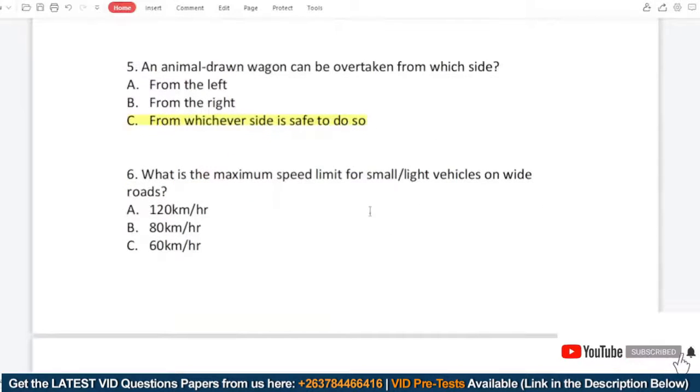Number 6, what is the maximum speed limit for small or light vehicles on wide roads? Is it 120 kilometers per hour or 80 kilometers per hour or 60 kilometers per hour? Well, we know the answer. The answer is very simple. It's 120 kilometers per hour.